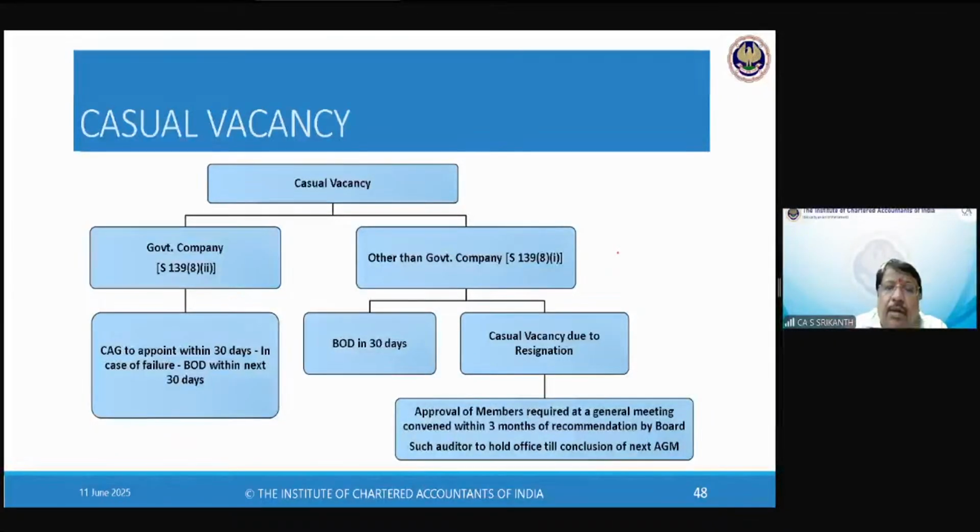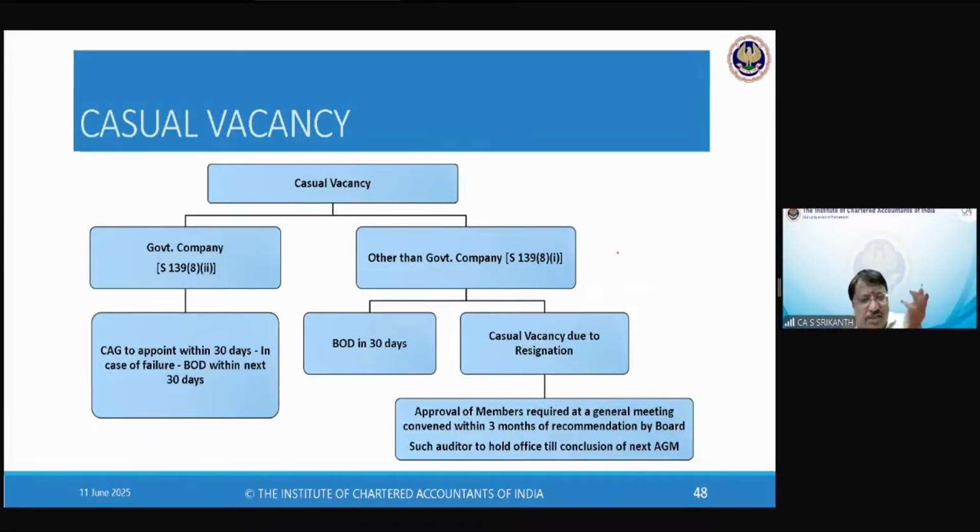Okay. Casual vacancy due to resignation. Resignation is a very powerful thing because it sends a signal. When an auditor who is auditing your accounts is resigning, the world wants to know why. You have to answer: why has the auditor resigned? The world needs to know. I mean, that's what the MCA feels. Therefore, they say the members at least need to know.